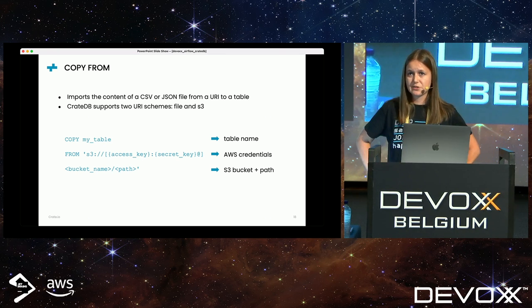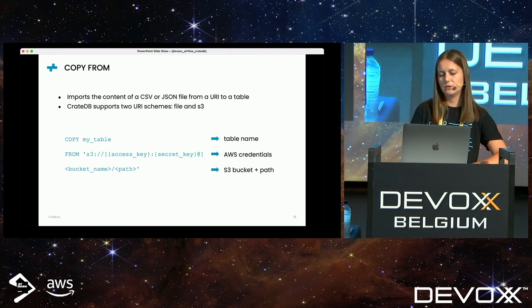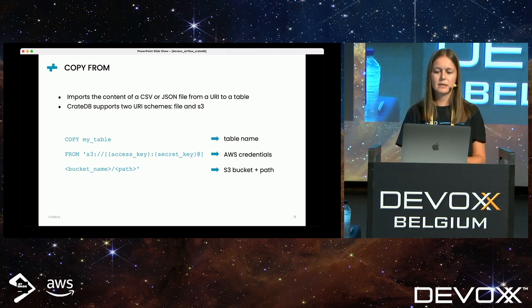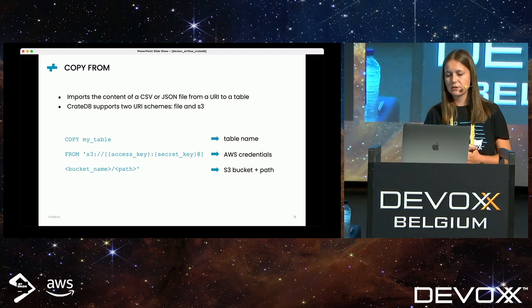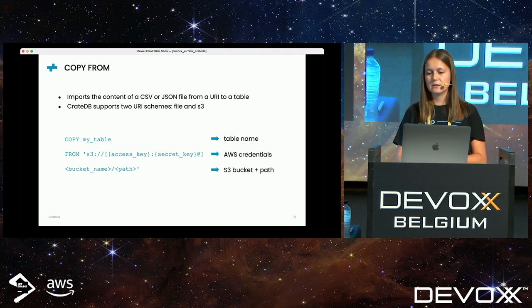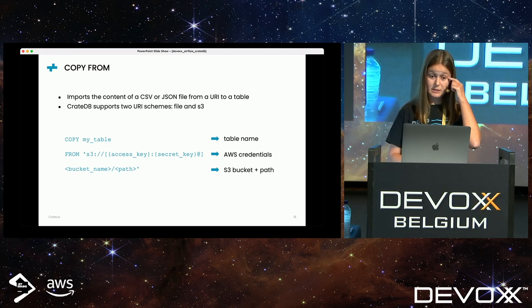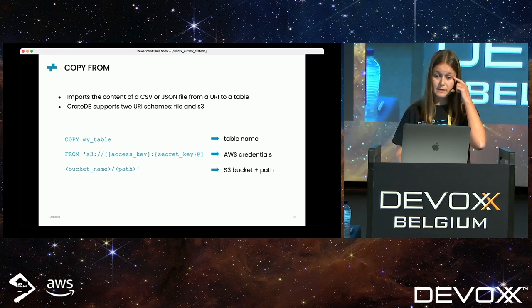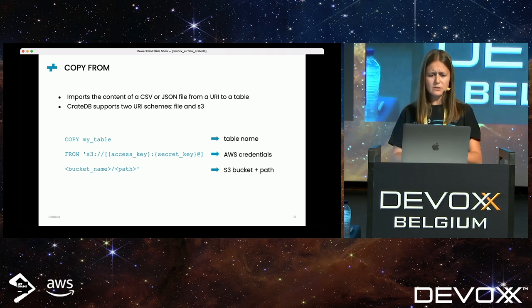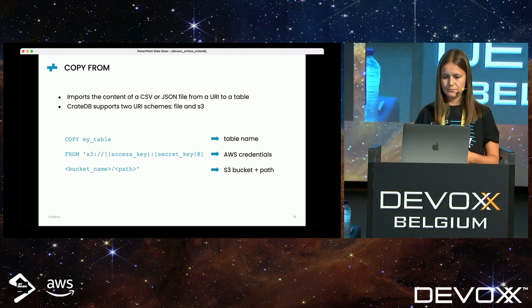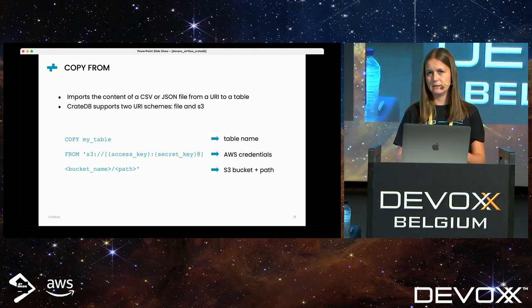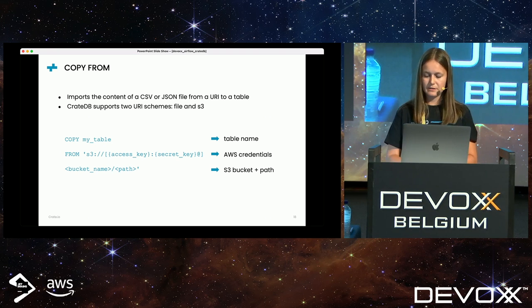As CrateDB is Postgres compatible, for those of you familiar with Postgres, you're going to be familiar with the COPY FROM statement. So in CrateDB, you can import the content of a CSV or JSON file from a given URI to a table. And CrateDB currently supports two URI schemes, which are local file and S3. So in case you want to import some data from an S3 bucket, you need to specify the file path using the AWS credentials and S3 bucket in the COPY FROM statement.